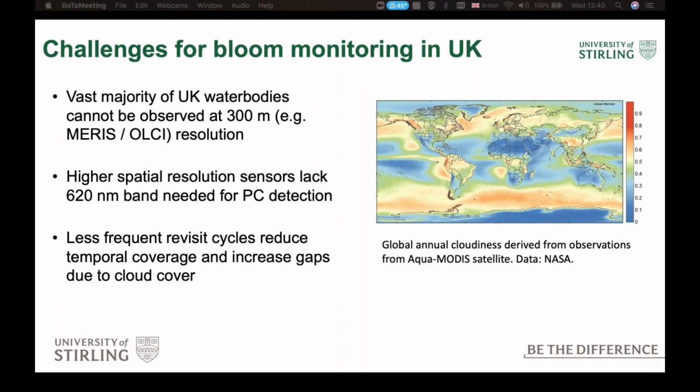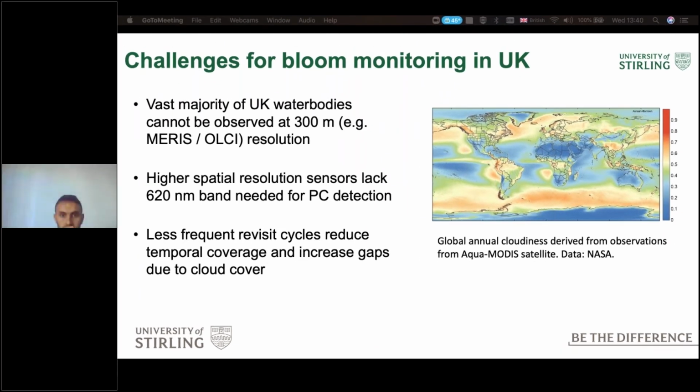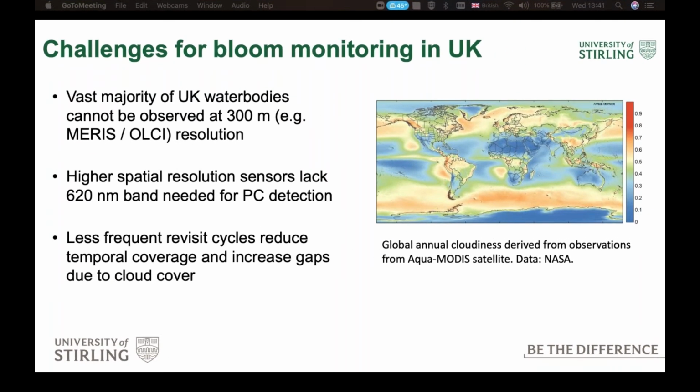There are higher spatial resolution sensors, but these lack a band at 620 nanometers, as we previously saw needed for detection of phycocyanin. We have less frequent revisit cycles offered by other mostly higher spatial resolution sensors, so they have a reduced number of images in defined time periods, and also we have the cloud cover that further reduces this number of available images.